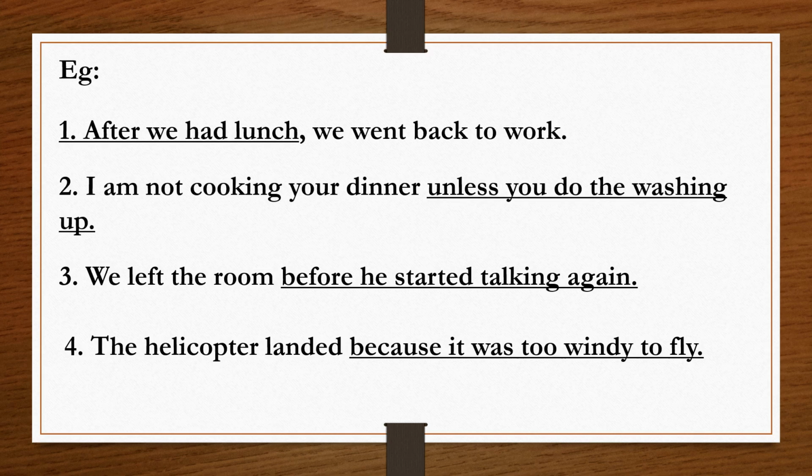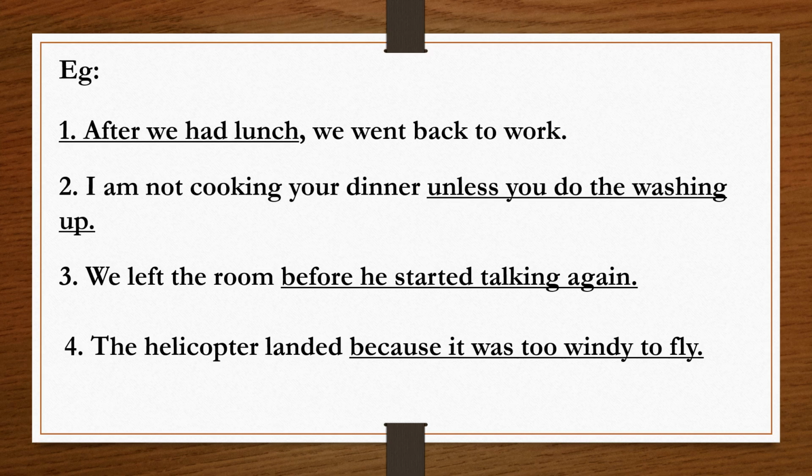See the second sentence. I am not cooking your dinner unless you do the washing up. The group of words "unless you do the washing up" begins with a subordinating conjunction, "unless". This group of words doesn't make sense on its own, but is dependent on the other part of the sentence to complete its meaning. Therefore, this group of words is a subordinate clause of the sentence.